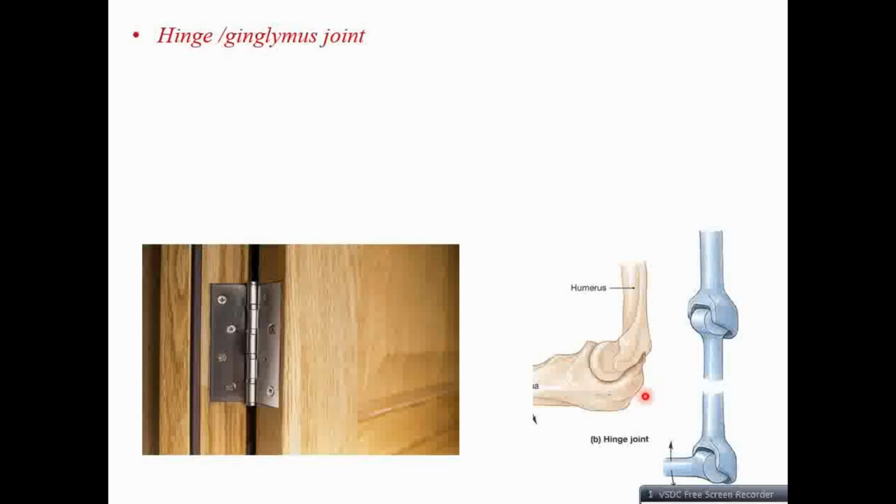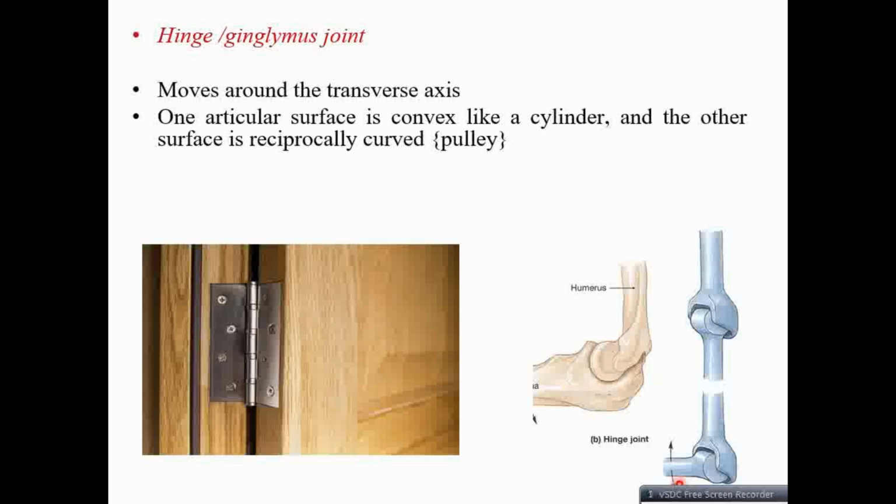If you take the hinge or ginglymus joint, you can see one articular surface is convex and the other is concave, looking more like a pulley. It moves around a transverse axis. One articular surface is convex like a cylinder, and the other surface is reciprocally curved, like a pulley. Movement taking place here is flexion and extension. Only one axis is there for the movement.